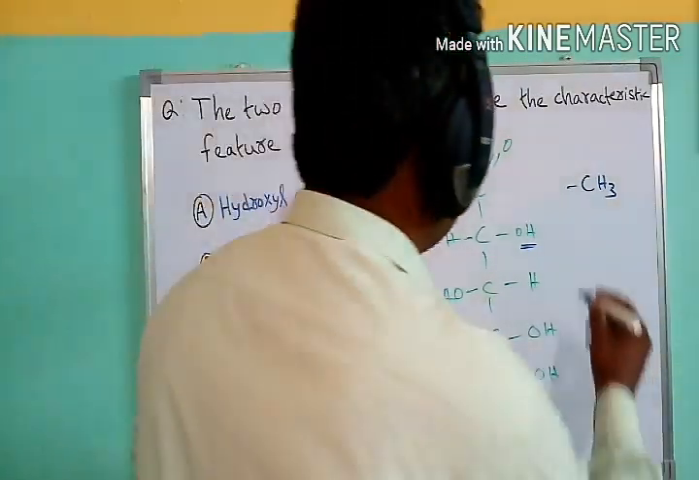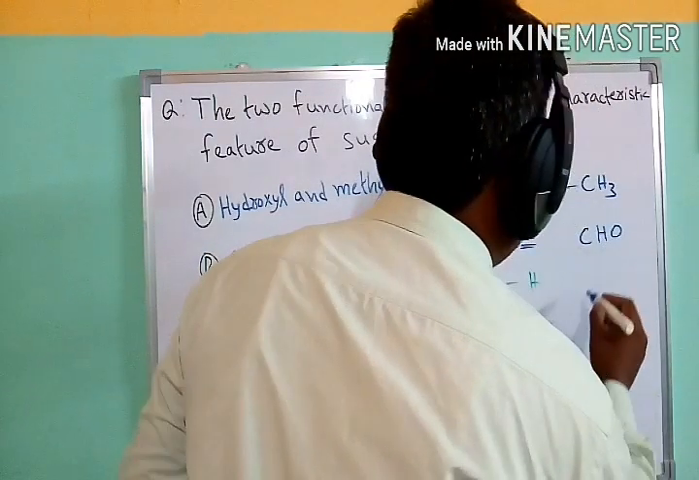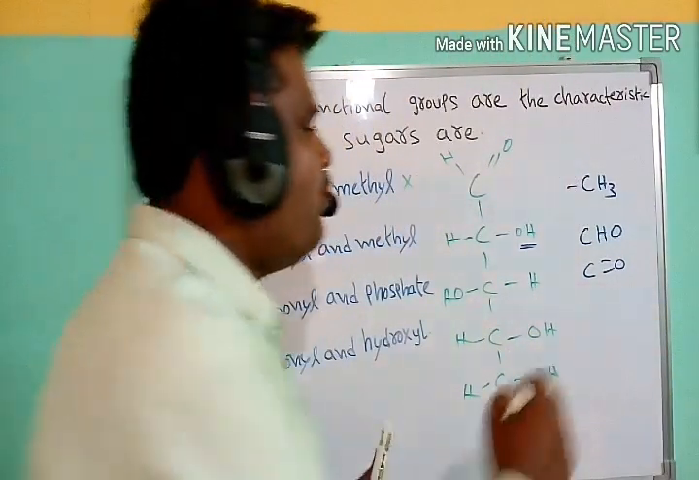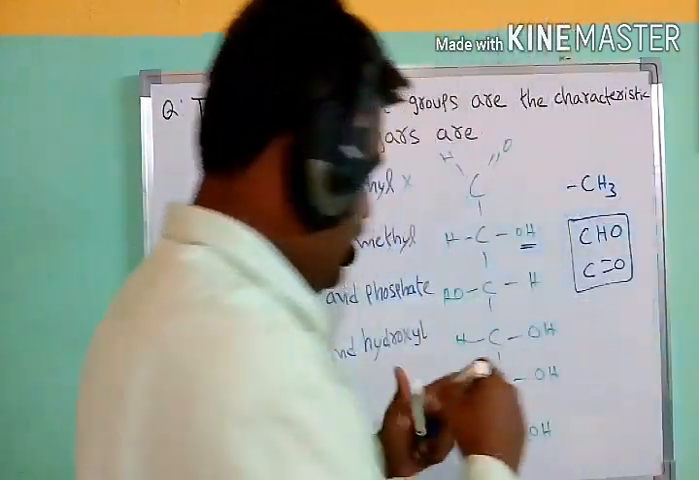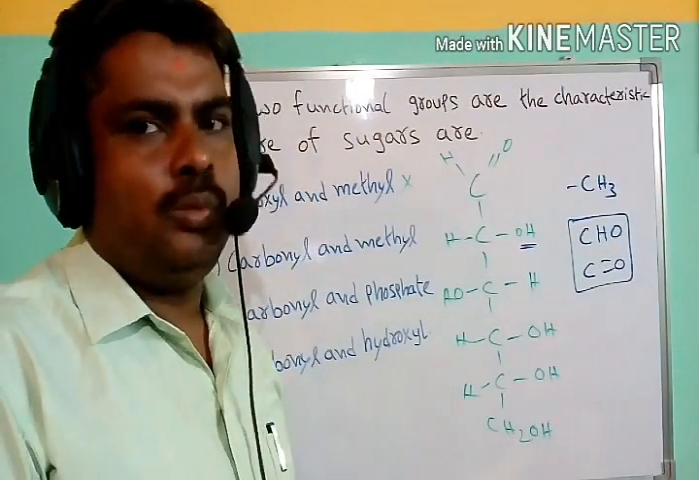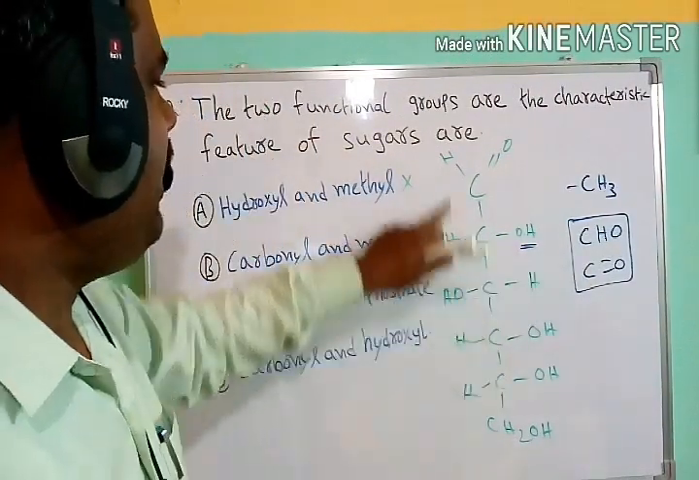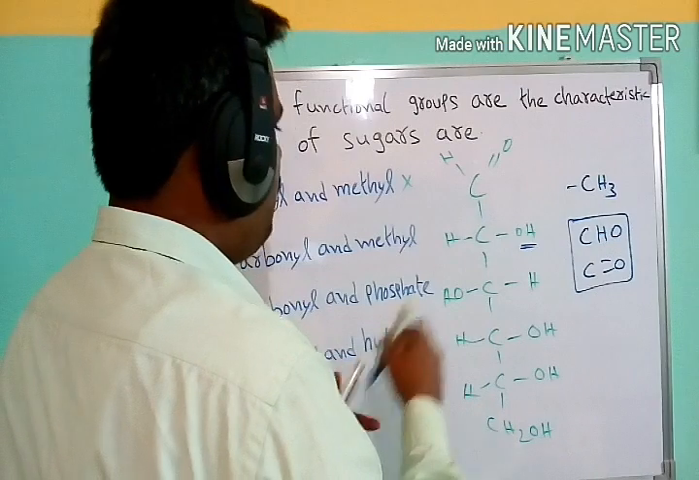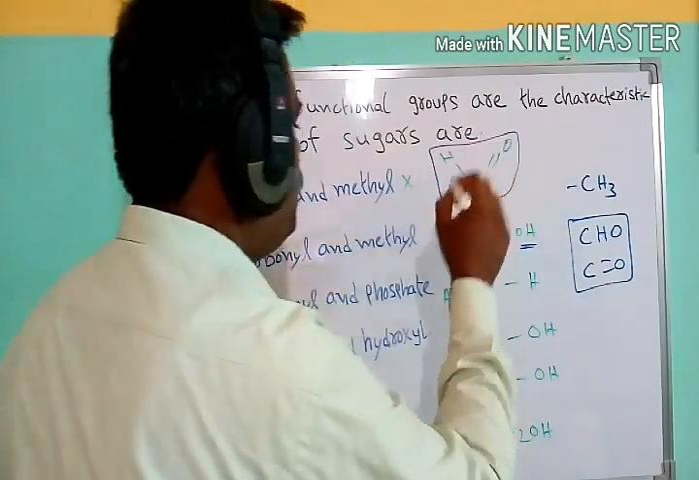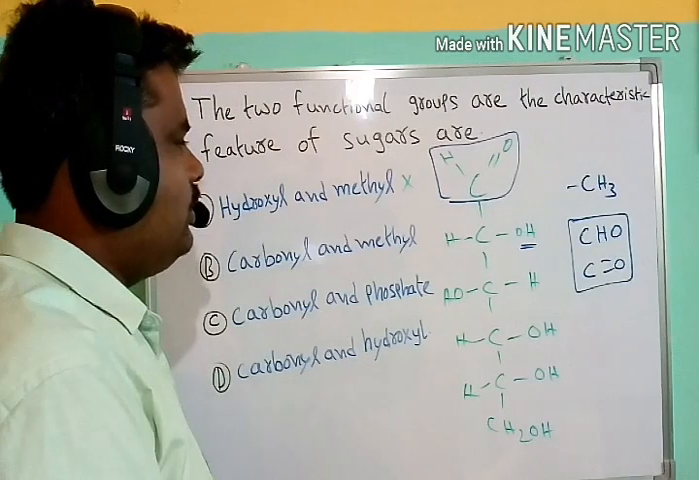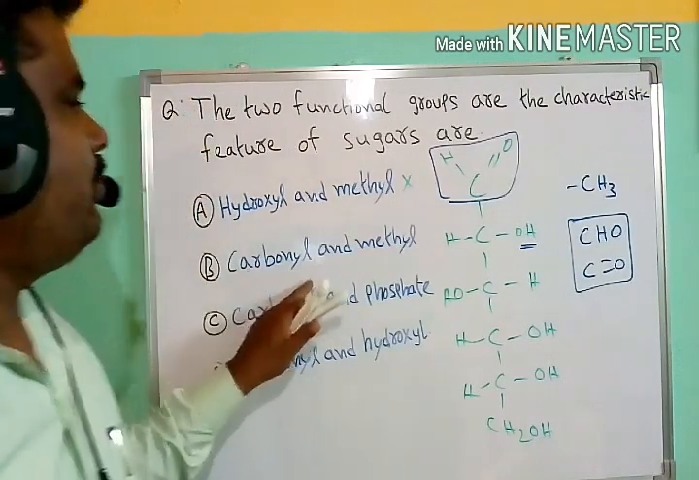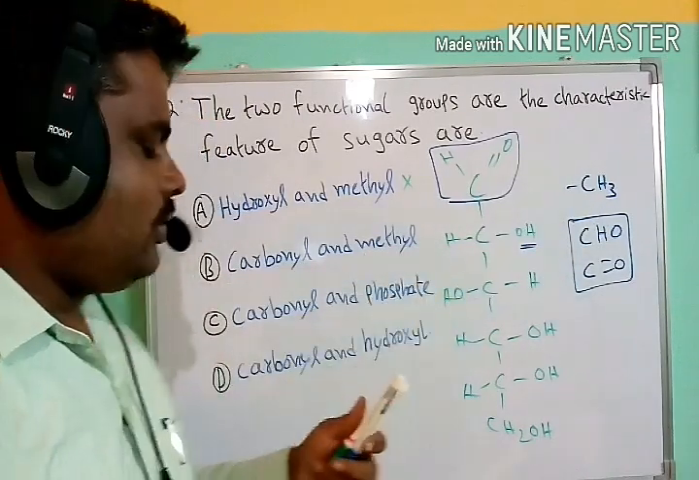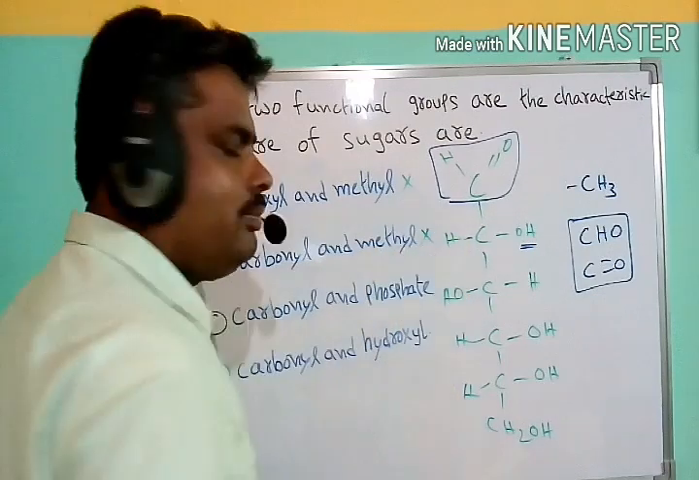Generally CHO is an aldehyde, C double bond O is a ketone. Both these functional groups are commonly called carbonyl functional groups. Observing this glucose molecule, the CHO functional group is present, so the carbonyl group is present, but the methyl group is absent. So it is not a correct option.